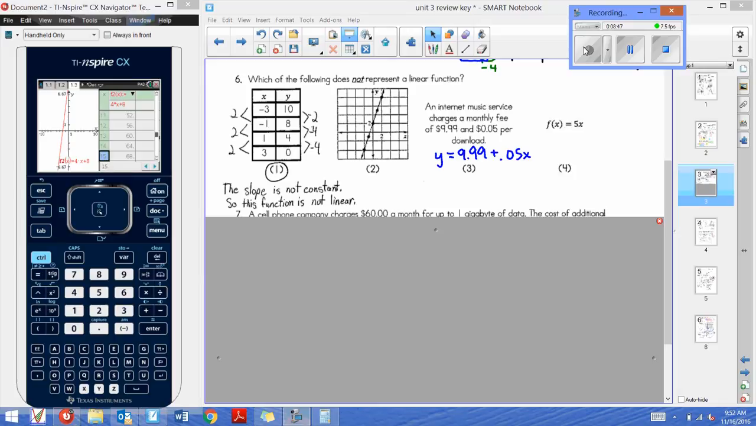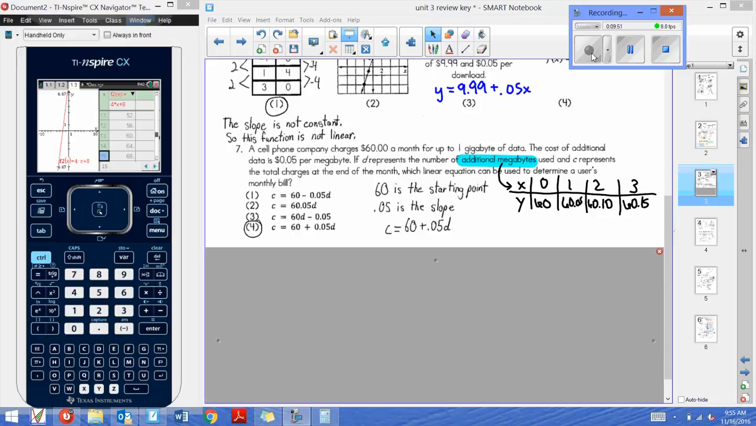In number 6, we're looking for something that does not represent a line, a linear function. Obviously 2 is a line. Number 3 is in y equals mx plus b. So is number 4. So just by process of elimination, we could have selected 1, but the reason why it is not linear is because my slope is not constant. If I wanted it to be constant, my x's would have all gone up by 2's and my y's would have all gone down by either -2 or -4. Here's a discrepancy.